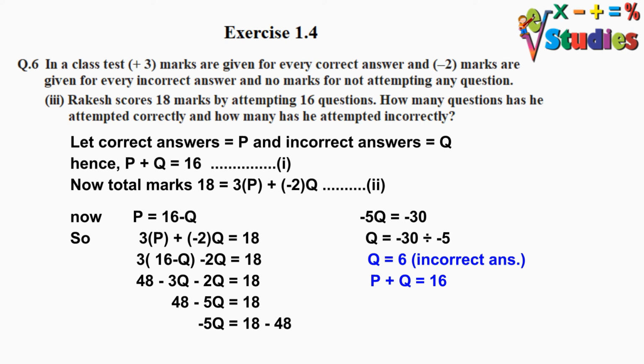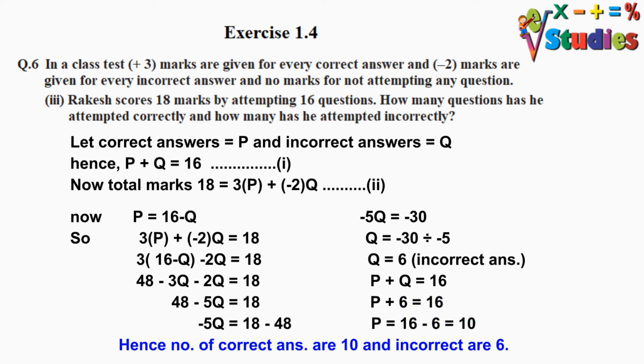Students, we have assumed the incorrect answers as Q. So Q is the number of incorrect answers, which means Rakesh has given 6 incorrect answers. Now that we have found the incorrect answers, we can also easily find the correct answers given by him. Substituting the value of Q into the first equation, P plus Q is equal to 16, we get P plus 6 is equal to 16. If we subtract 6 from 16, it gives us 10. So P is equal to 10. So incorrect answers are 6 and the correct answers given by Rakesh are 10.